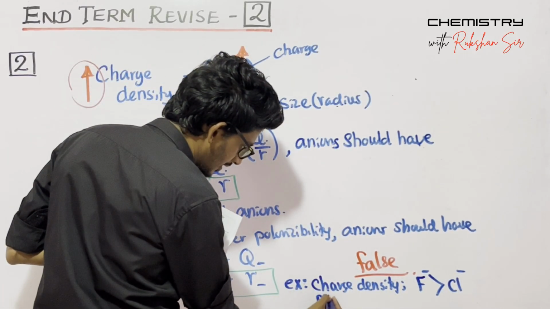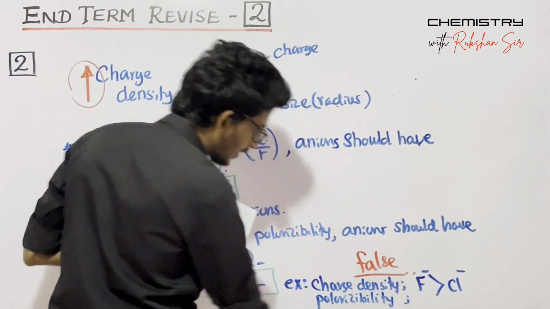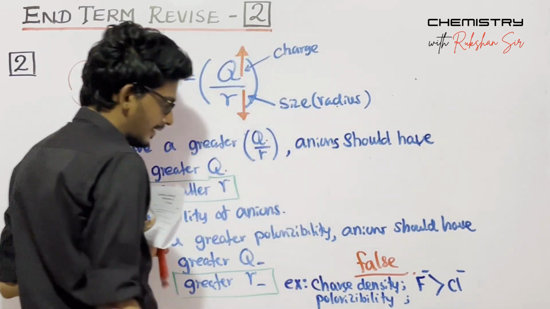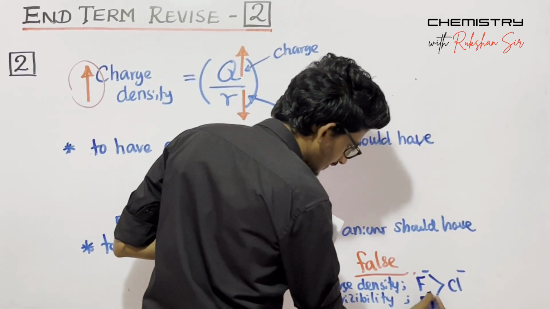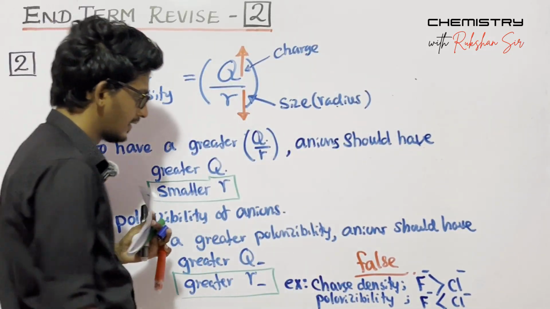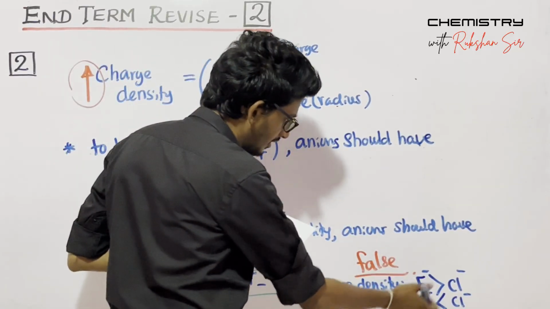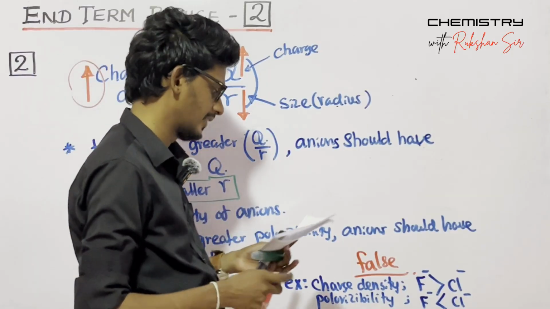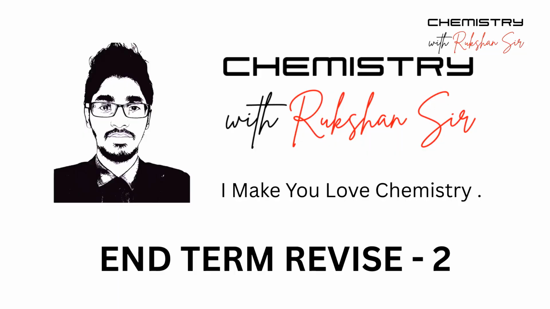But the polarizability: F minus is smaller and Cl minus is larger, so the Cl minus has a greater polarizability. So you see, even though the charge density of F minus is high, its polarizability is low. So you clearly see the statement is false. That is a review for statement number 2.